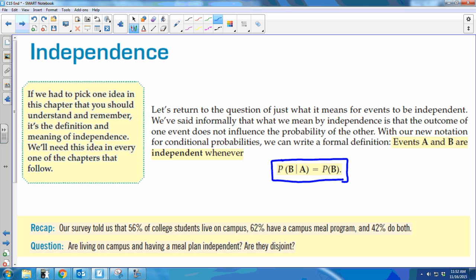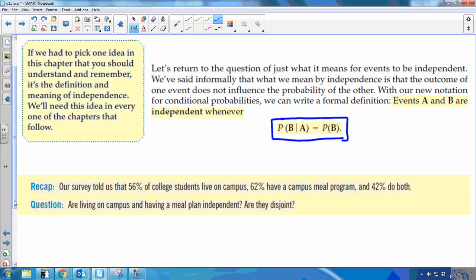So if you have the probability of B given A, it needs to be the same as just the probability of B occurring by itself. Then they're independent. So I can do an example, and I can do the question we just skipped over.